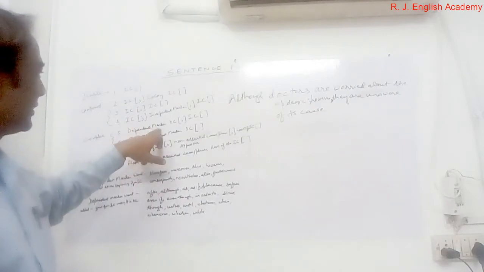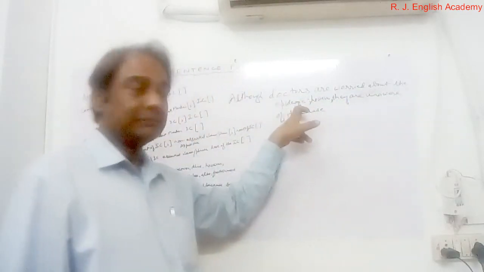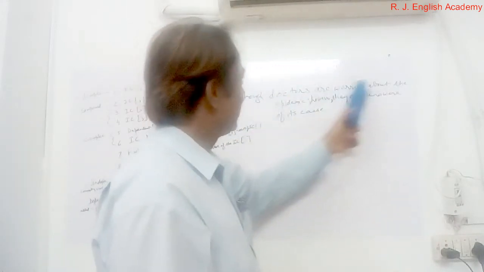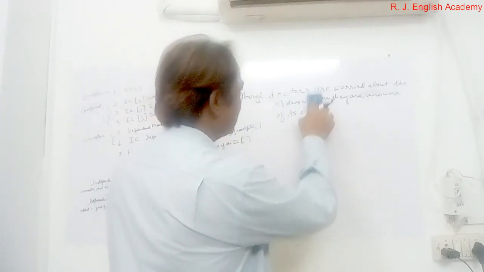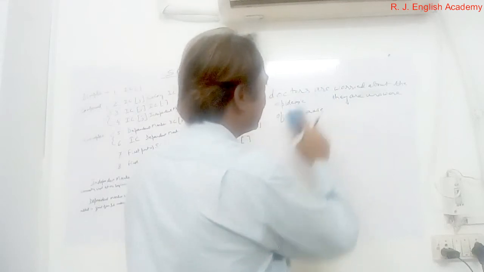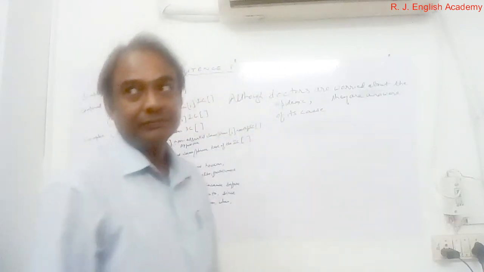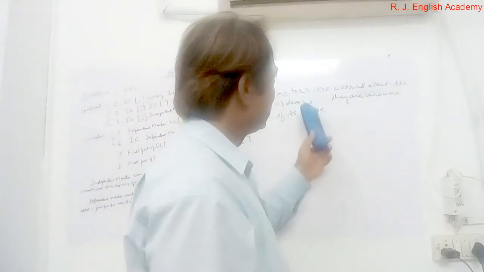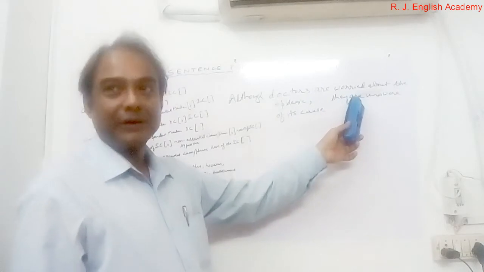So, complex sentence: dependent marker, dependent clause. This is a dependent marker, "although"; dependent clause, "doctors are worried about the epidemic." Then we have a comma and an independent clause. So, "Although doctors are worried about the epidemic, they are unaware of its cause." Although, dependent marker, dependent clause, comma, independent clause, full stop.